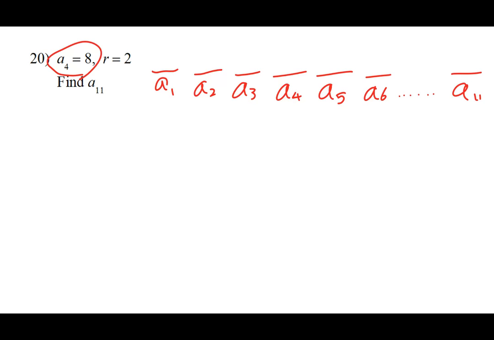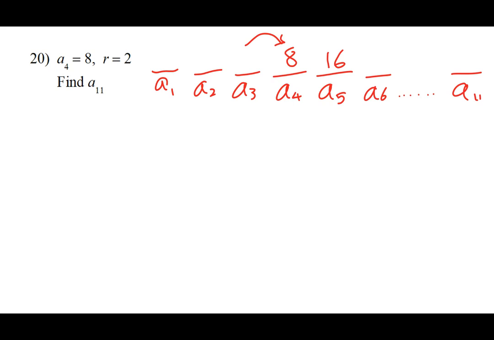Okay, number 20. This one's a little tough. It gives you the 4th term. So just think of it as you have all these terms, and then the 4th one they're telling you is 8. And then you're supposed to go find the 11th term, but it's gonna take a while, so we're just gonna use the formula. But that's the idea, that you're gonna keep multiplying by 2 until you get the 11th term. But I'm gonna use the formula, so I'm gonna go backwards.